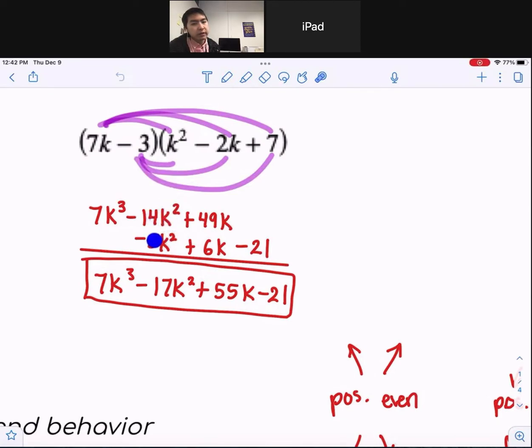So negative 14 minus 3, negative 17. Negative 3 times negative 2 is positive 6k. And then negative 3 times 7 is negative 21. So just combine like terms, you guys, and you should have gotten this as your answer.